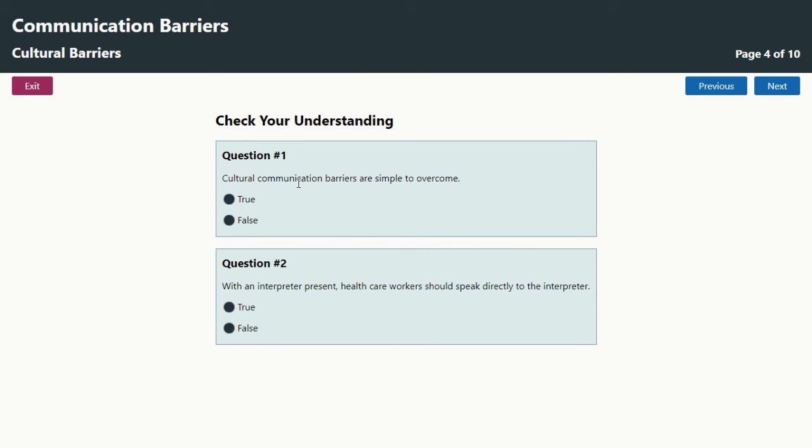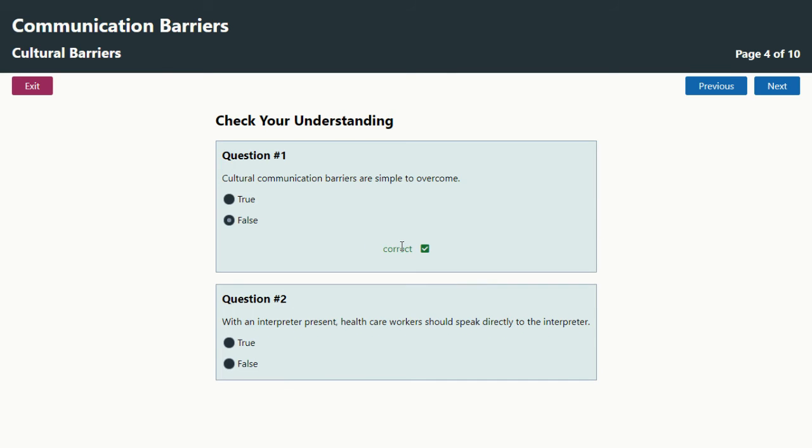Cultural communication barriers are simple to overcome. False. With an interpreter present, healthcare workers should speak directly to the patient. Sorry, it was false.